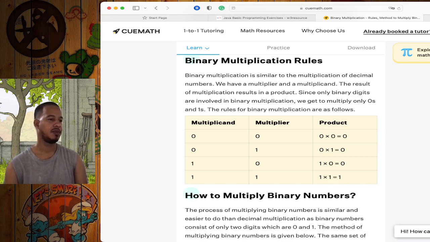Multiplicand 0 and multiplier 0: 0 times 0 equals a product of 0. Multiplicand 0, multiplier 1: 0 times 1 equals 0. Multiplicand 1 and multiplier 0: 1 times 0 equals a product of 0. Multiplicand 1 and multiplier 1: 1 times 1 equals a product of 1. So at this point of the operation, there's no carryover. However, after you multiply, you need to add.